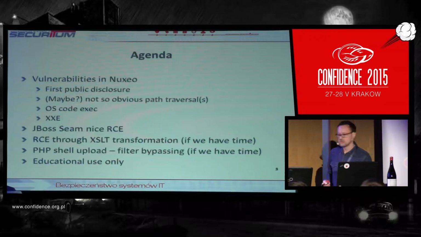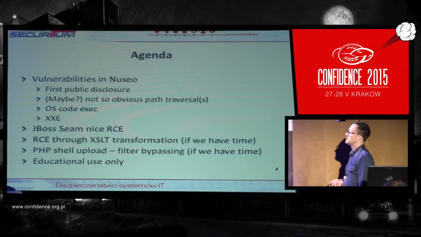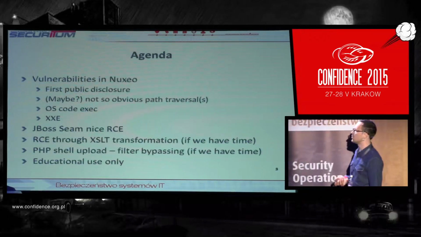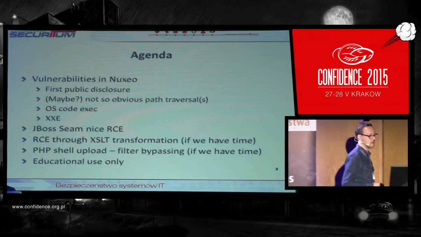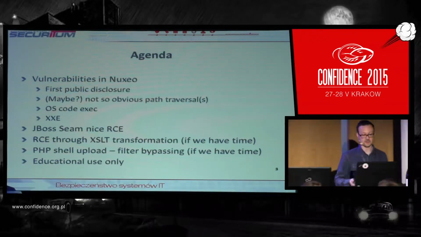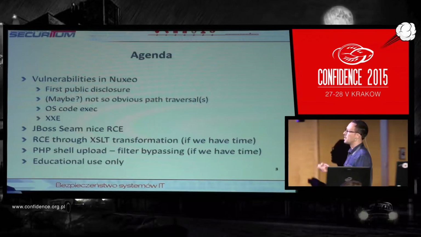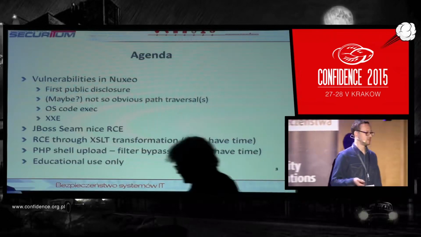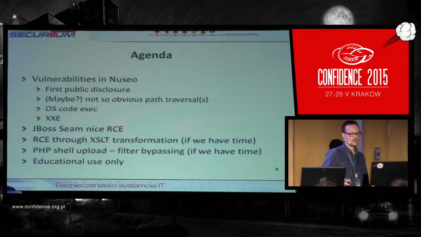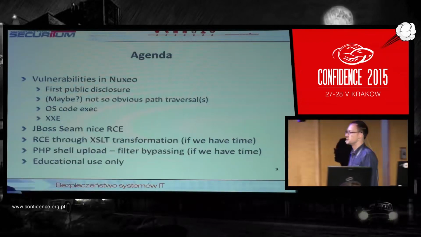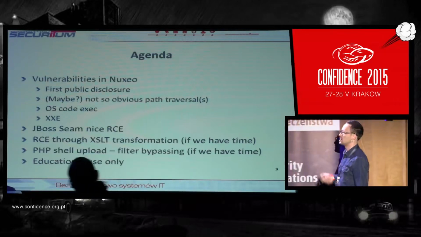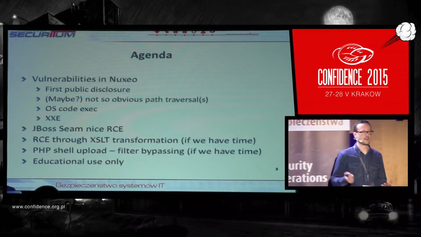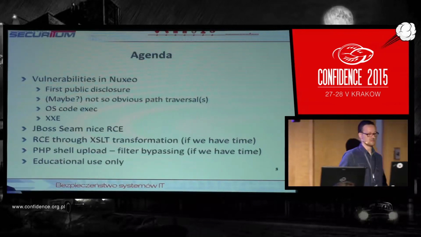Okay. And the plan for today is showing you a few vulnerabilities in the Nuxeo platform. This is actually the first public disclosure of those bugs. There'll be one example of maybe not so obvious path traversal in this Nuxeo, unauthenticated. Then OS command execution, maybe not so standard, and a problem with external entity in XML processing, maybe not so standard also.